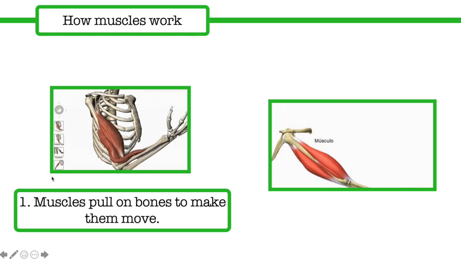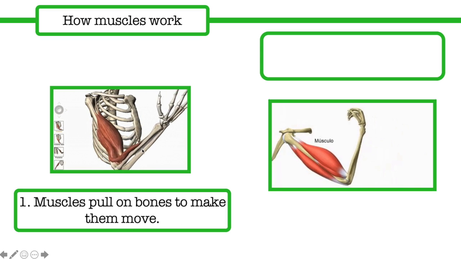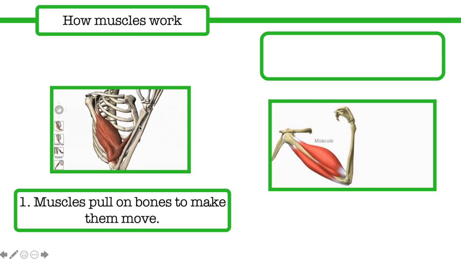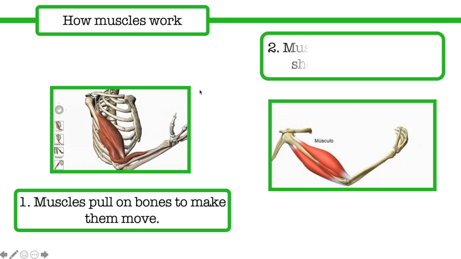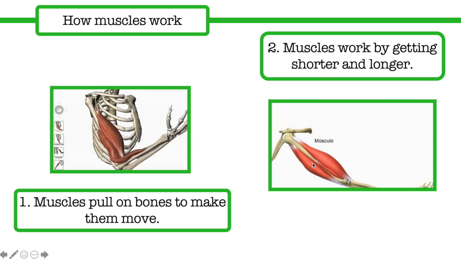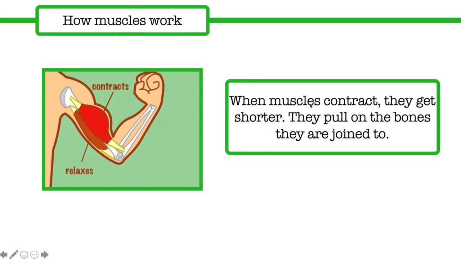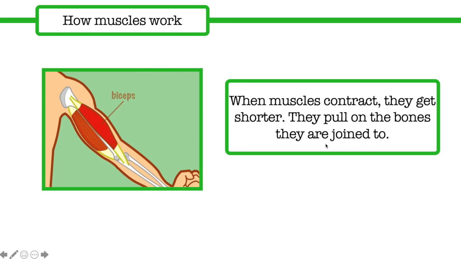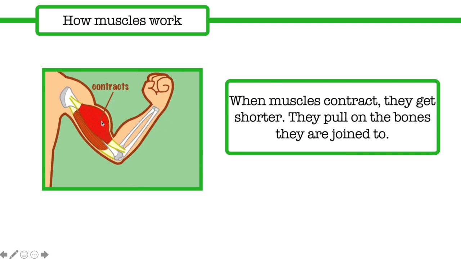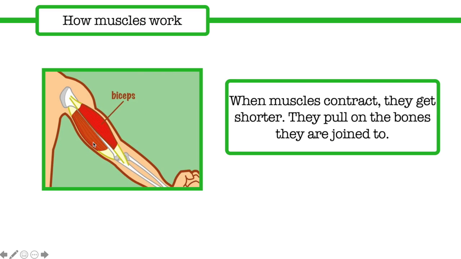How do muscles work? 1. Muscles pull on the bone to make them move. You can see over here, the muscles pull the bone. Lo tira, ¿cierto? Y hace que se mueva. And number 2, muscles work by getting shorter and longer. So this muscle over here gets shorter, and over here it gets longer. When muscles contract, they get shorter. They pull on the bones they are joined to. Can you see? This is the bicep, it's contracting, it gets shorter. But the muscle over here relaxes, it gets longer.